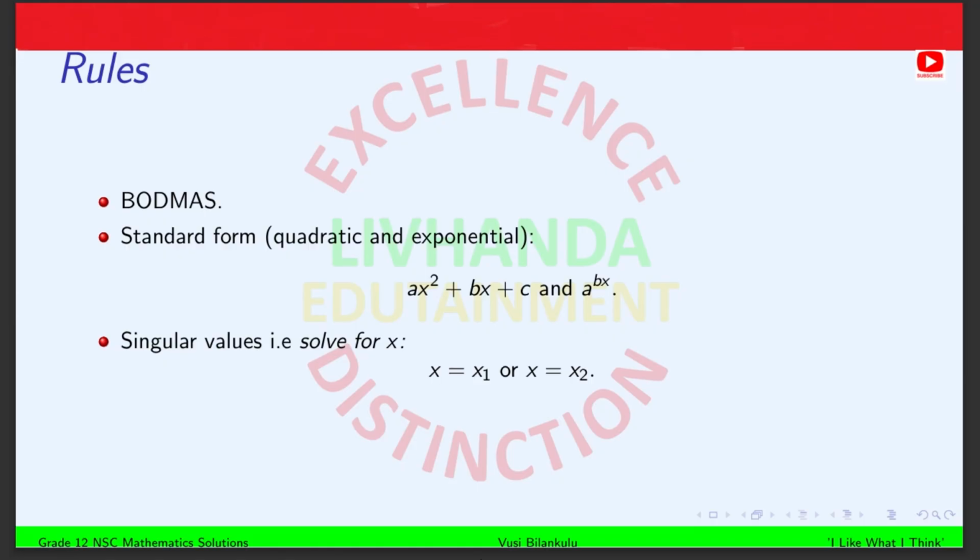Here, the focus is on how to use the BODMAS rule to simplify various quadratic or exponential expressions into their standard forms. Ultimately, singular values of a mathematical expression are obtained as solutions to a standard form. Now, let us see how all this comes together in a typical exam session.